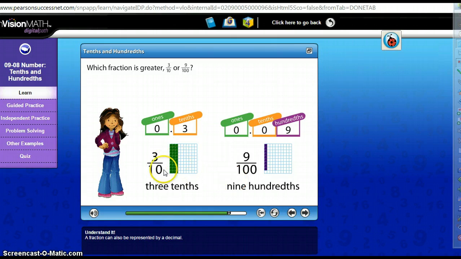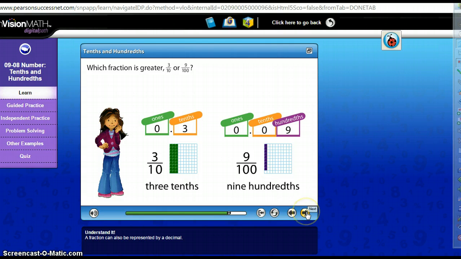Take a look. Here's 3/10. Here's 9/100. Which one is greater, Macy? Macy, look. 3/10 has more boxes shaded in, does it not? So 3/10 is greater than 9/100. Also, with 3/10, that means out of 10, you're getting 3 of them. 9/100 means out of 100, you're getting 9. Which is better? 3/10. Yes.